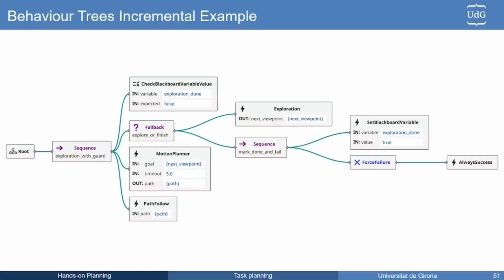If this works fine, we will imagine that it sets in the blackboard the variable next viewpoint. Imagine that we have our blackboard here, then we will assume that this explore node will put here the next viewpoint variable, we will define this variable in the blackboard. And then we will have a motion planner that just reads this position from the blackboard and sets a path in the blackboard.